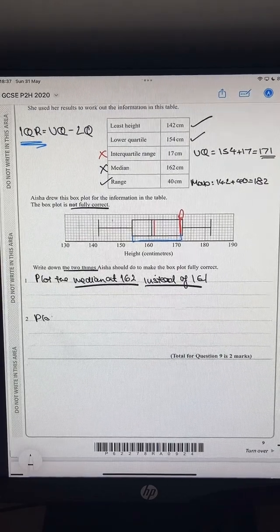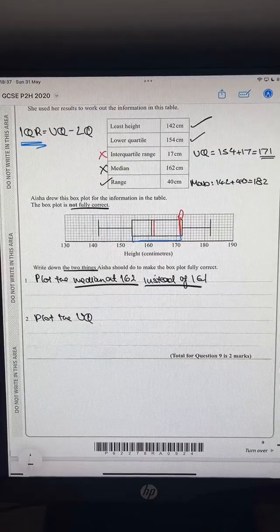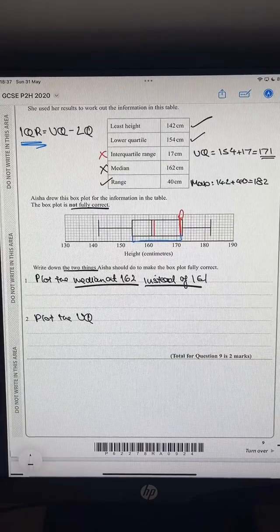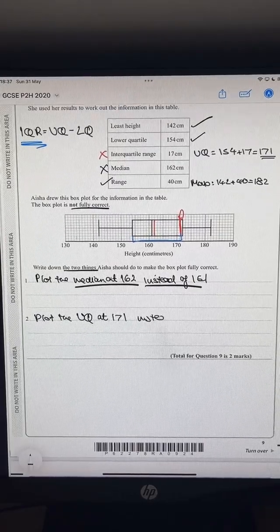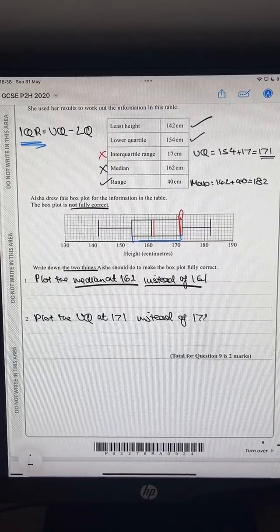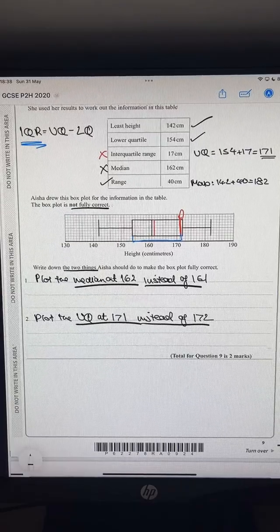Then plot the upper quartile. I'm just being lazy writing UQ. Write down upper quartile in your exam at 171 instead of 172. Again, write down both parts.